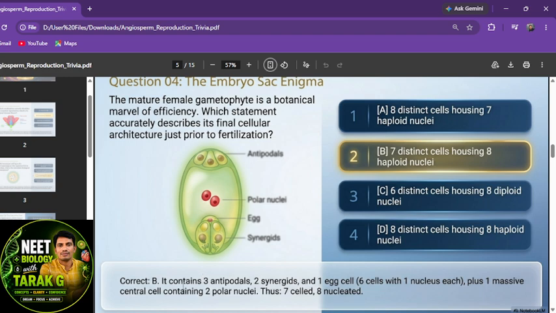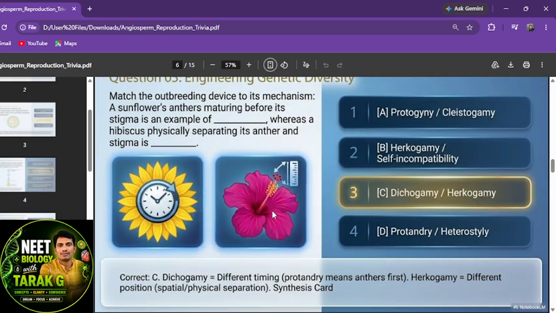That's the correct answer. It contains 3 antipodals, 2 synergids below, and 1 egg cell. That's 6 cells with 1 nucleus each, plus 1 massive central cell, containing the 2 polar nuclei. That's why I have to count the 2 extra nuclei. So the marvel of efficiency of this female gametophyte is 7 cells having 8 haploid nuclei. That's the interesting thing in the embryo sac.